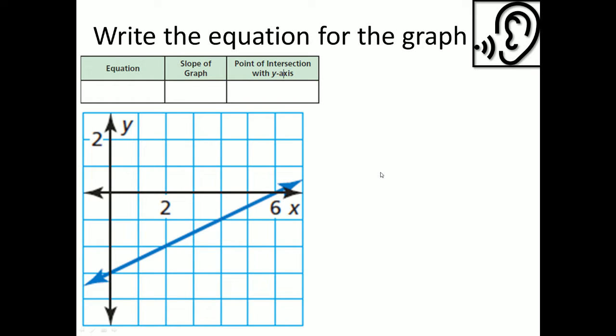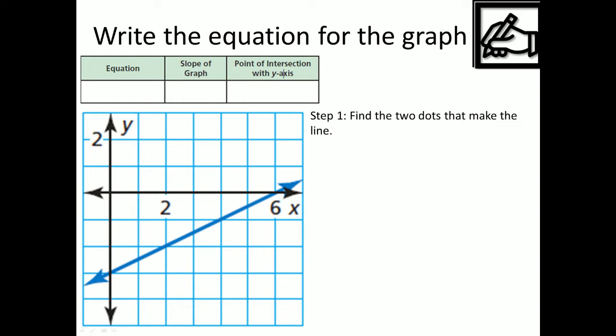Alright, so, step one. Find the two dots that make the line. So I'm going to get the first dot right there, and I'm going to put the second dot right there because they're right at the intersection. Okay? Here I label the point that is 0, comma, negative 3. That one, it is 6, comma, 0.